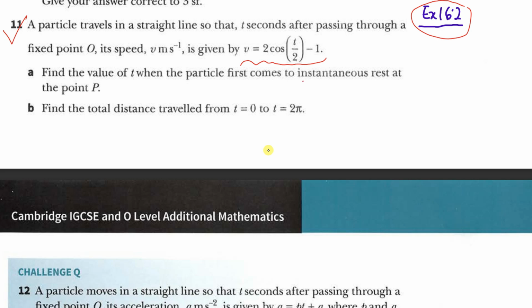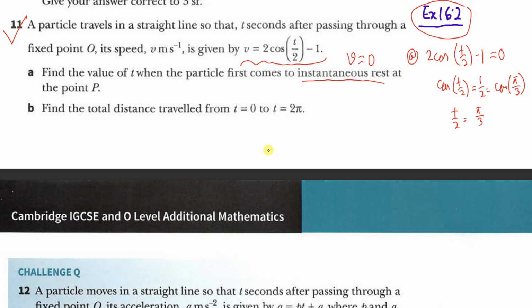So when it is written instantaneous rest, we should consider v equals 0 to get the velocity. Let me do that. Expression 2 cos t/2 minus 1 we would set to 0, then cos t/2 equals half. We know that half is actually cos pi/3. So we can write t/2 equals pi/3, which gives us t equals 2pi/3. And this is our answer of the first question.